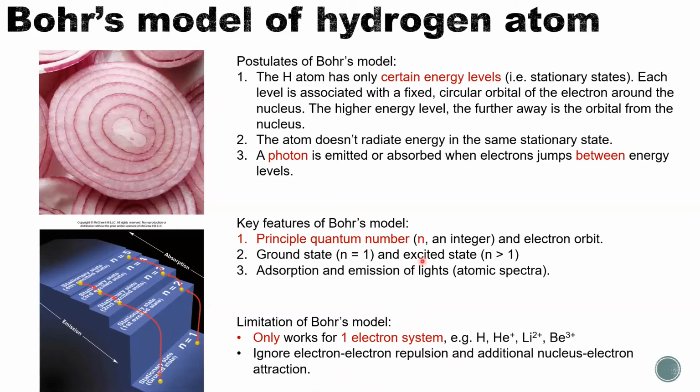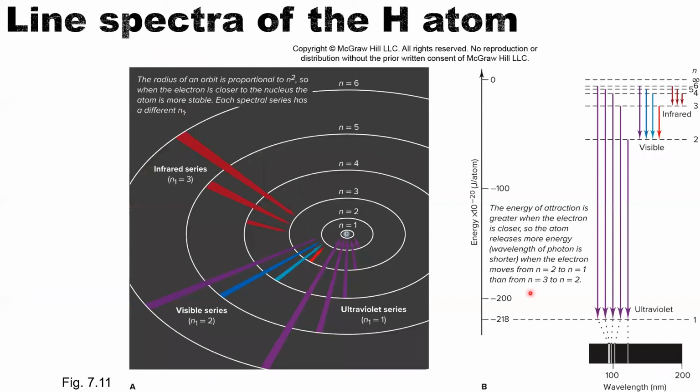If we only work on the hydrogen atom, then Bohr's model is perfect. Okay, so I want to talk a little bit more about the atomic spectra, especially the line spectra of the hydrogen atom. We focus a lot on the hydrogen atom. It's the easiest atom to describe in the quantum theory.